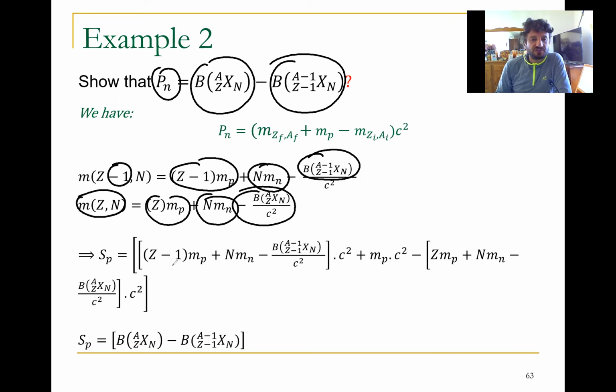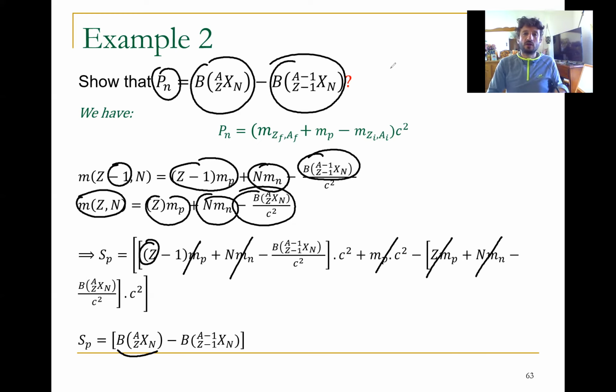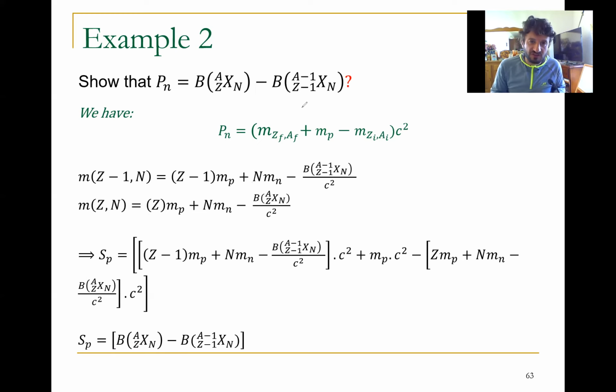Okay, we substitute the values of m initial and m final. And we can cancel here, for example, we have Z Mp and here we have Z Mp, minus Mp plus Mp times c square, N Mn minus N Mn. We get finally the initial binding energy minus the final binding energy. Also, you have to know these two expressions of Pn, in terms of the nuclear masses and in terms of the binding energy.